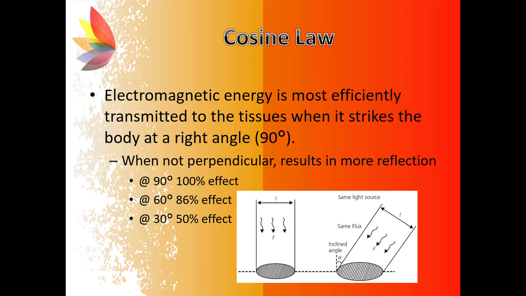In other words, electromagnetic energy is most efficiently transmitted to the tissues when it strikes the body at a right angle, or a 90-degree angle. When the treatment angle is not perpendicular, the resulting energy becomes more and more reflected with the greater the treatment angle. Treatments at 90 degrees are 100% effective. A treatment at a 60-degree angle would be 86% effective, and a treatment at a 30-degree angle would only be 50% effective.